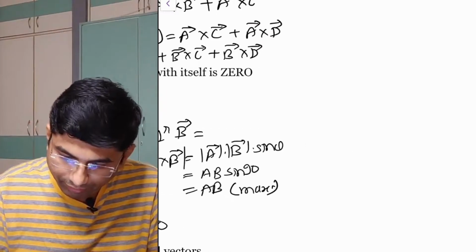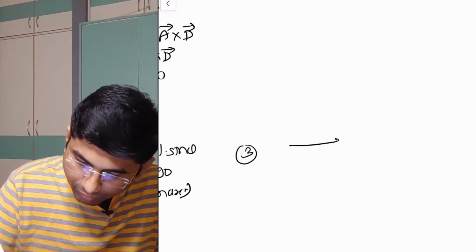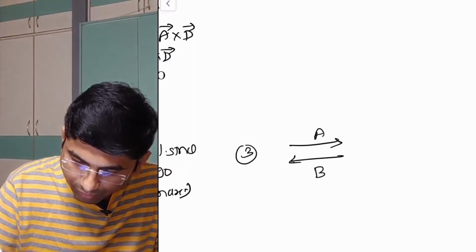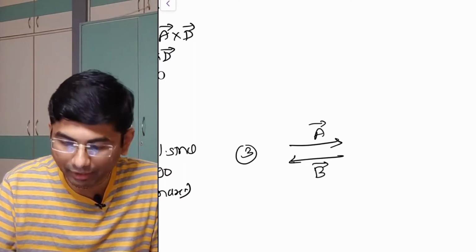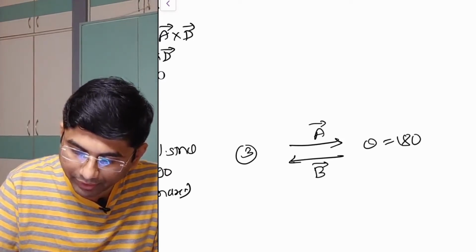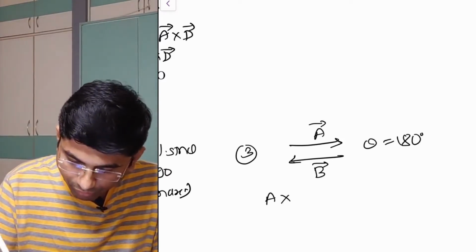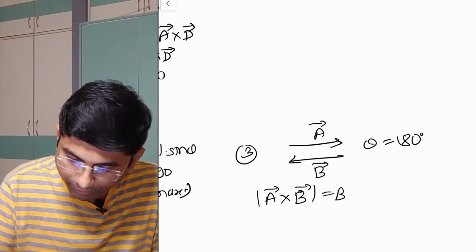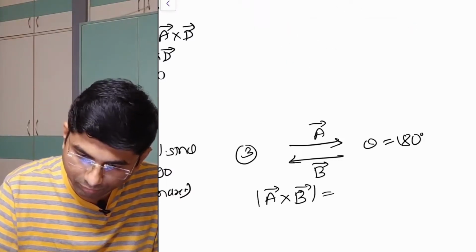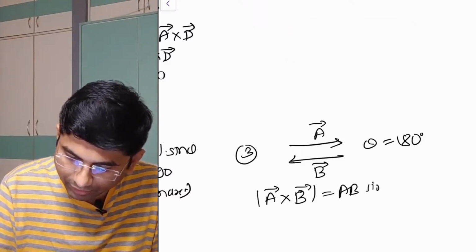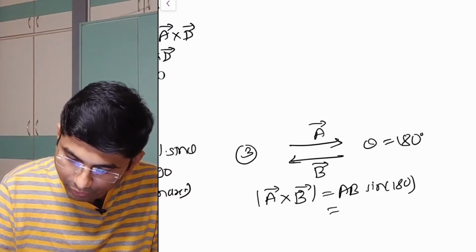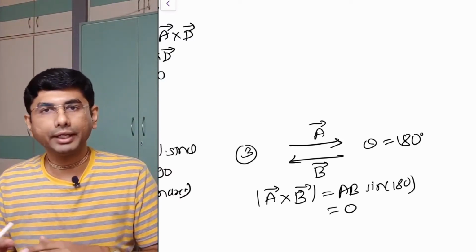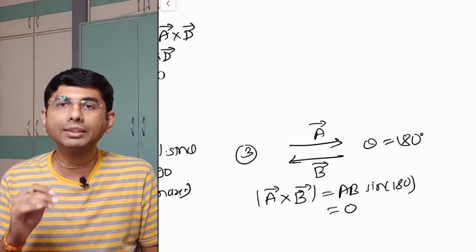Even the third case we can take. The first vector is here and the second vector is in the opposite direction. Now these two vectors are anti-parallel. The angle between them is 180 degree. In this case also, what is the magnitude of the cross product? A vector cross B vector is equal to AB sine 180. Sine 180 is also 0, therefore the answer is 0. So whenever the angle is 0 or 180, parallel or anti-parallel, in both cases the answer becomes 0.